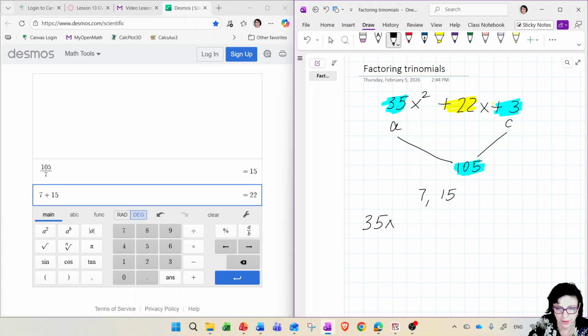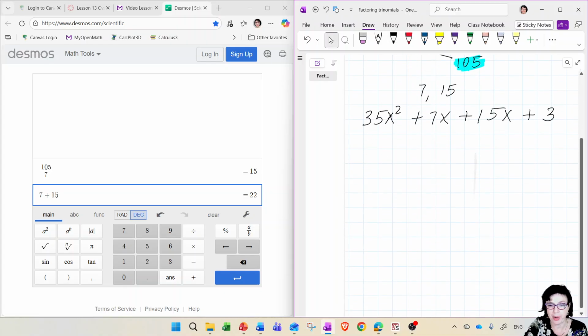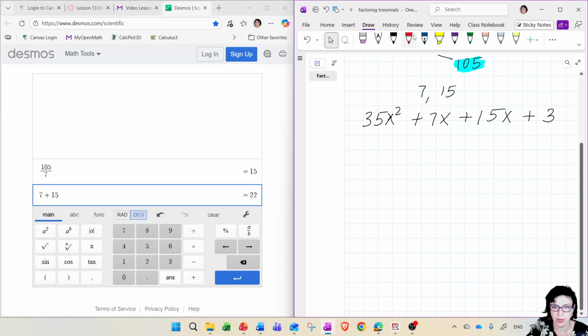So you got 35x squared. Then we broke this 22x apart into 7x and another 15x. The 7 and 15 will not give you the final answer, but it'll just tell you how to break the middle term into two terms. And then we still have the plus 3. And then we factor by grouping. What do we do there?